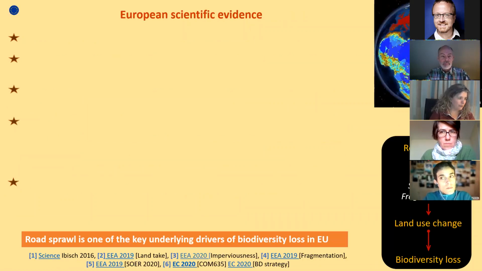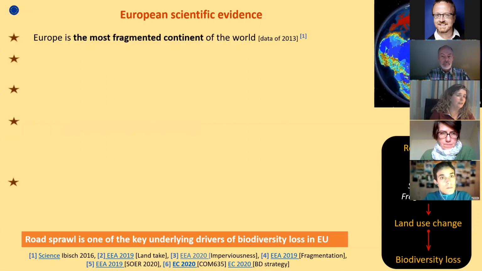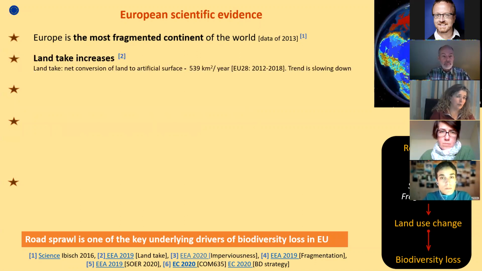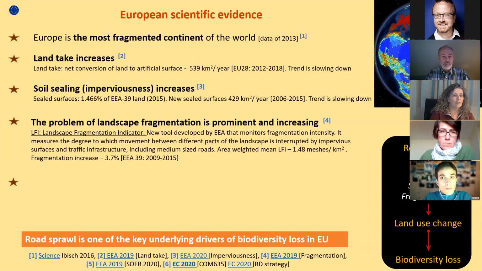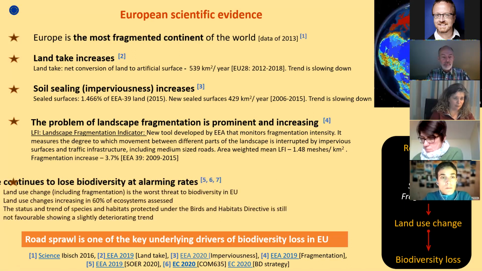If we go to Europe, some data: we are living in the most fragmented continent of the world. You can see here a nice map showing that Europe is at the worst level globally in terms of fragmentation. Land take increases in the European Union, soil sealing increases in the European Union, and the problem of landscape fragmentation is prominent and increasing. This is a new index, a very important one, an excellent tool provided by the European Environment Agency. It's called the Landscape Fragmentation Indicator, and it shows an increase of 3.7% at the European scale.